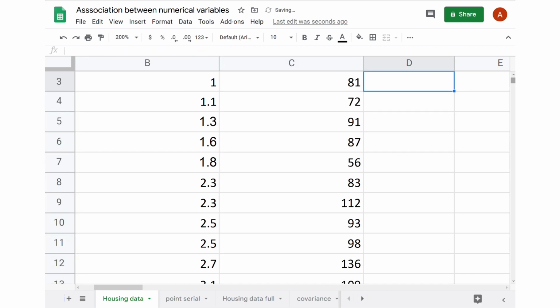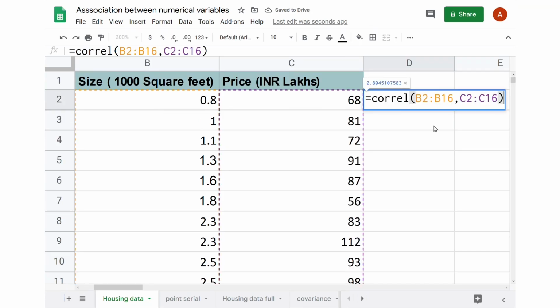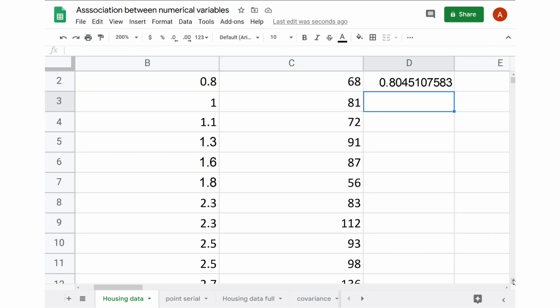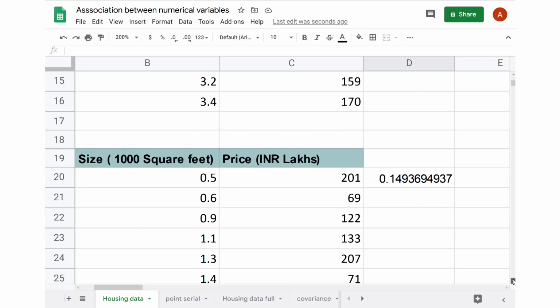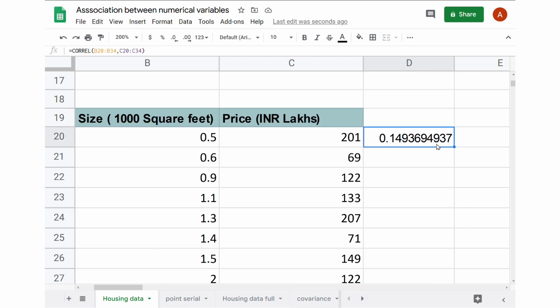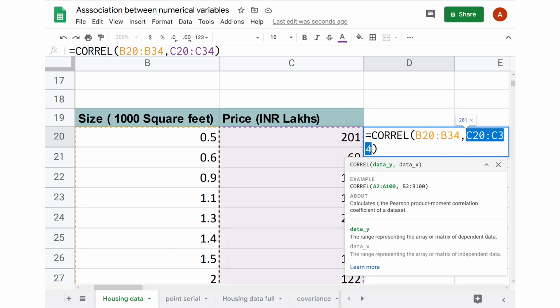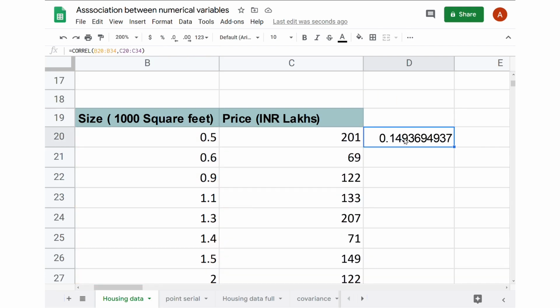We can see that the Pearson's correlation coefficient between the variables size and price is 0.804. Similarly, let us look at the correlation coefficient for the next data set, which again had size and price. My data here is B20 to B34 and C20 to C34, and I immediately see that the correlation coefficient is 0.149, which is very close to 0.